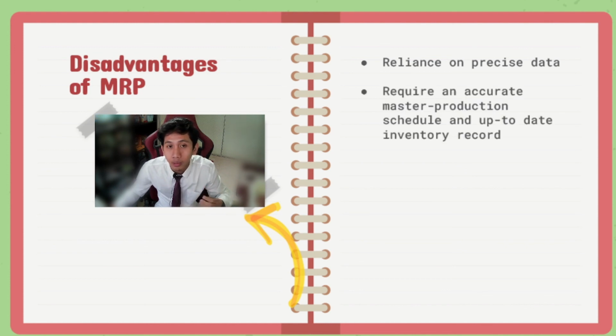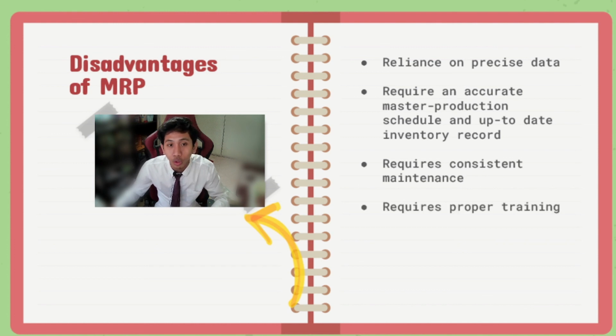Next, MRP systems require an accurate master production schedule and up-to-date inventory records to generate useful information. The system consists of a robust database that includes inventory records and production schedule. As a result, the system requires consistent maintenance, and because of that, it requires proper training for end users to get the maximum out of the system.